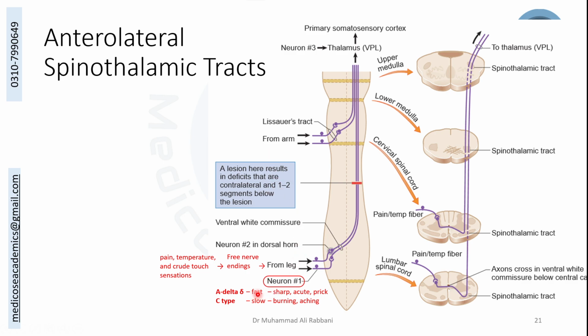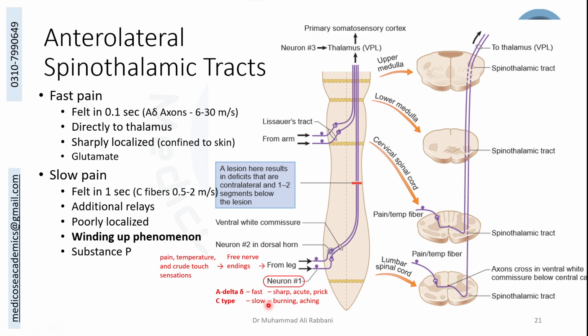This is the fiber that is responsible for carrying the fast pain, the sharp pain, the acute pain, like a pinprick that you feel immediately if you get it. And the C type is the slow burning aching pain. After a pinprick, you will feel a dull pain in that area. That is the C fiber. So while we are on this topic, let's cover these also. The fast pain is the one that is immediately felt, and a pinprick is a very good example.